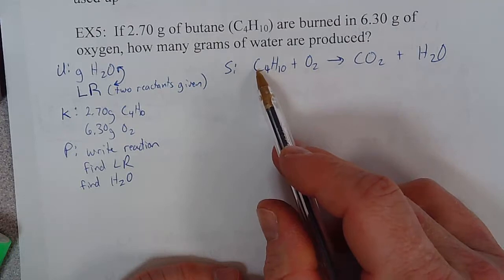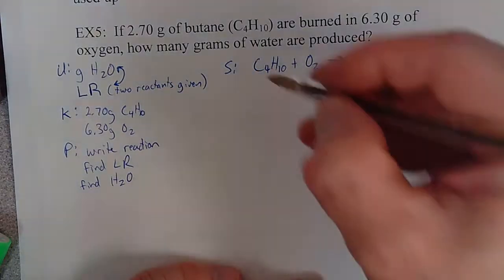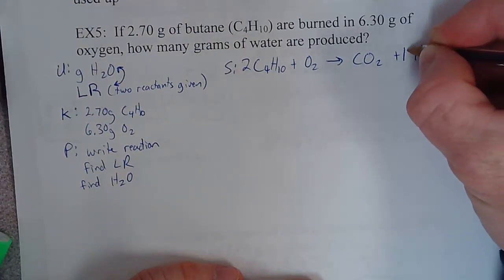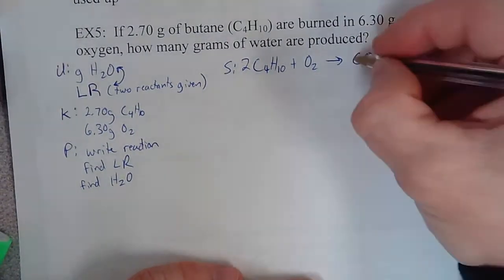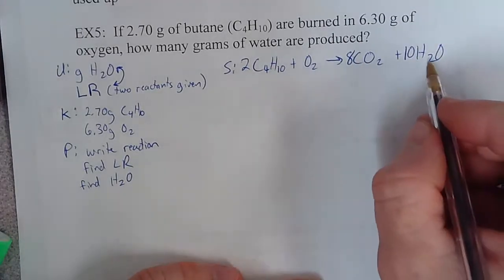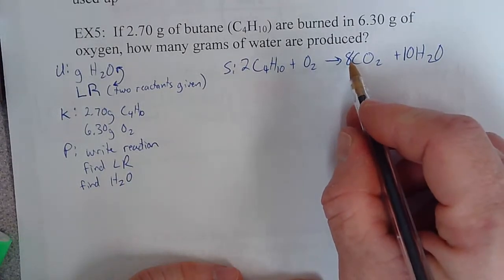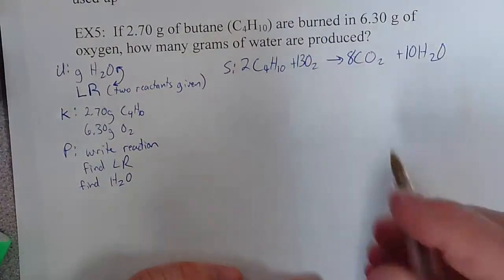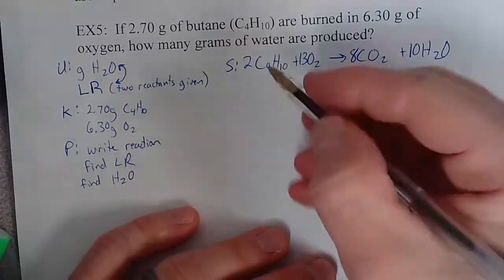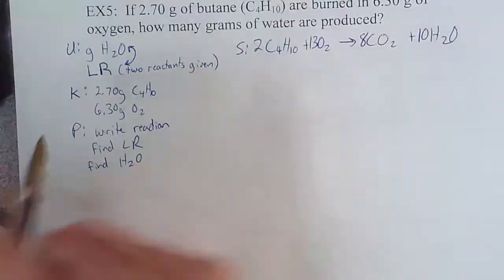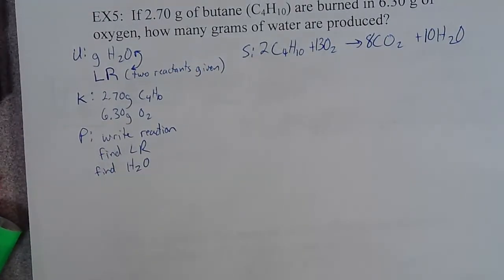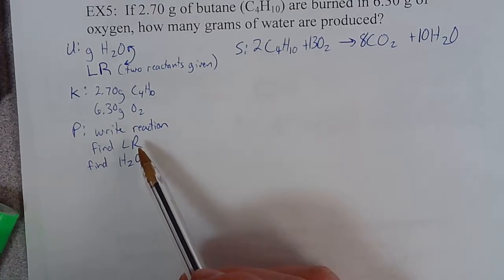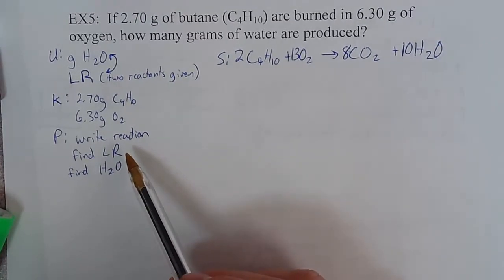So what should I do to fix that? Double it. I'm going to throw a 2 in front of that. That'll make this be a 10. The carbon, there's 8 of them. And then 13? Yeah. All right. So now it's balanced. All right. So we've written the reaction. Now we need to figure out what the limiting reactant is.